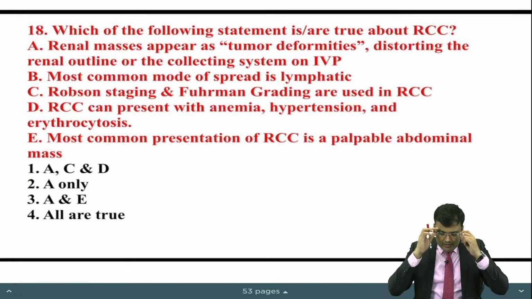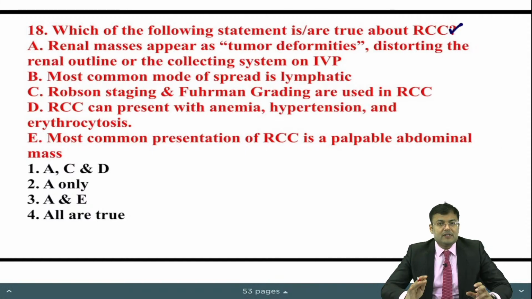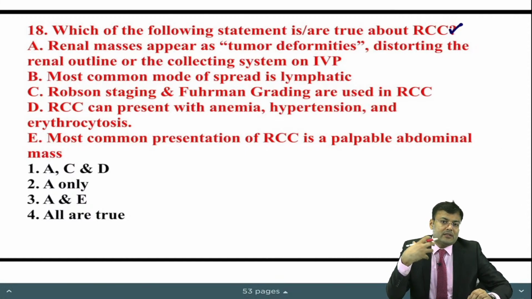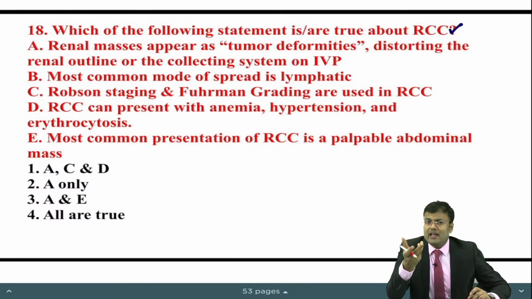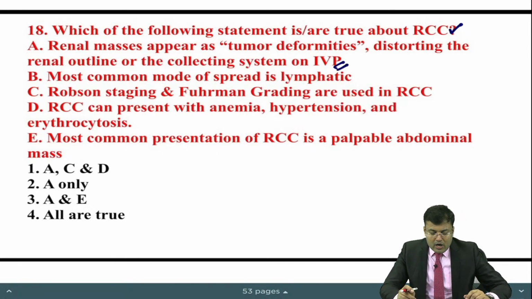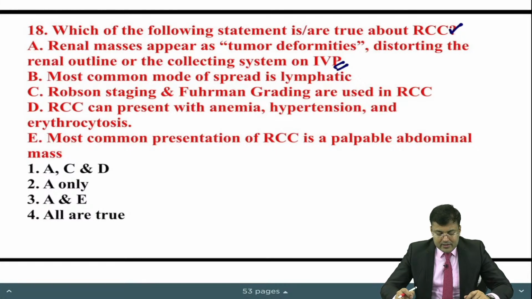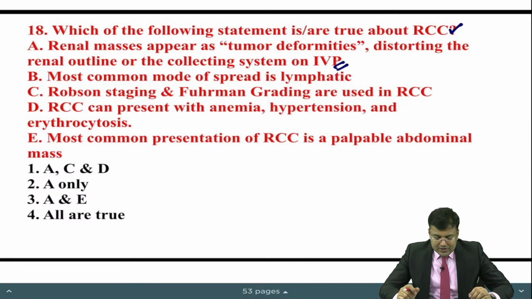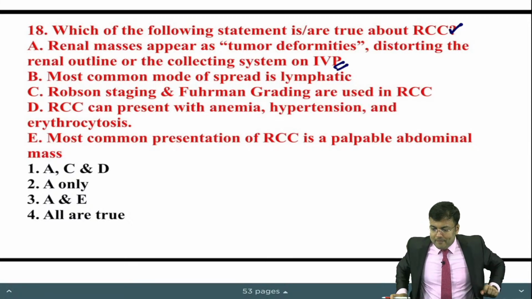Coming to question number 18, you tell me the answer. Which of the following statement are true about RCC? First, renal masses appear as tumor deformities distorting the renal outline, or collecting system on IVP. Most common mode of spread is lymphatic in RCC. Robson staging and Fuhrman grading are used in RCC. RCC can present with anemia, hypertension and erythrocytosis, and the most common presentation of RCC is abdominal mass. Tell me which is correct. See the options.